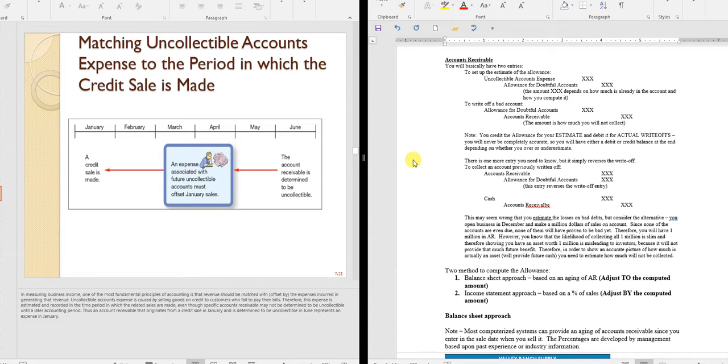We're going to continue our discussion on the accounts receivable and the allowance for doubtful accounts that we talked about the other day. So if you remember, the matching principle says that we have to match all related expenses with the time period we make the sale. So when I make a sale, I have to record the bad debts.